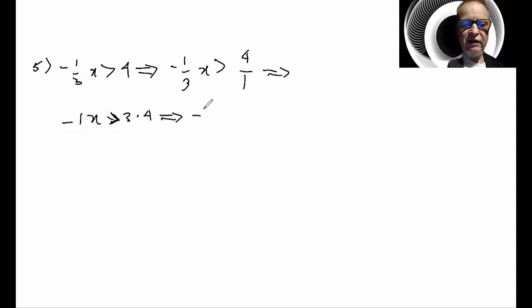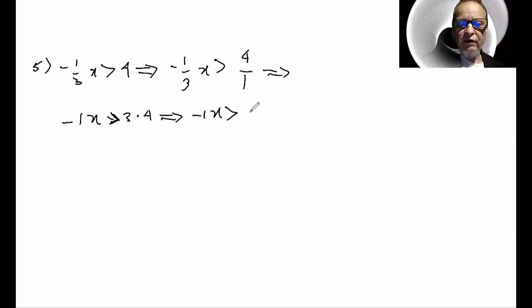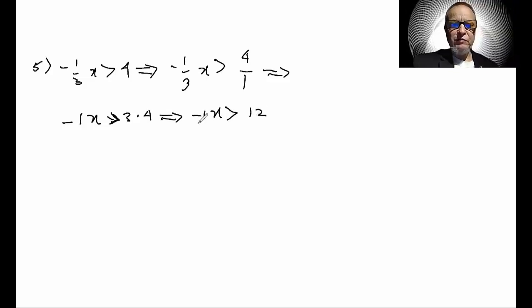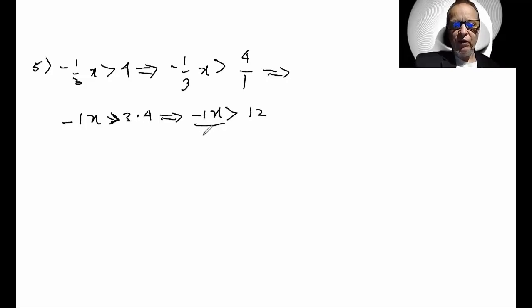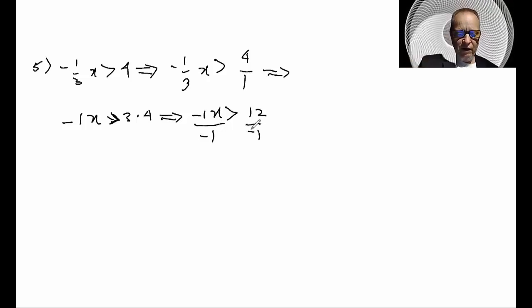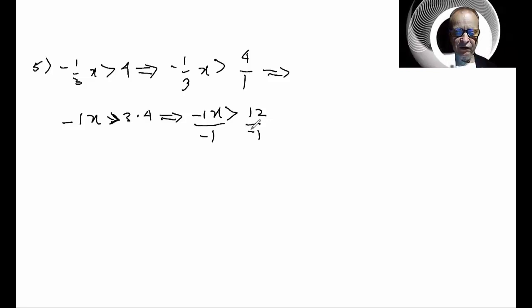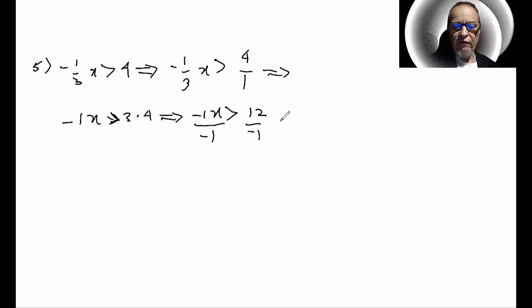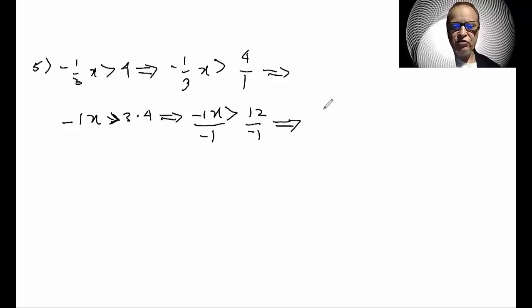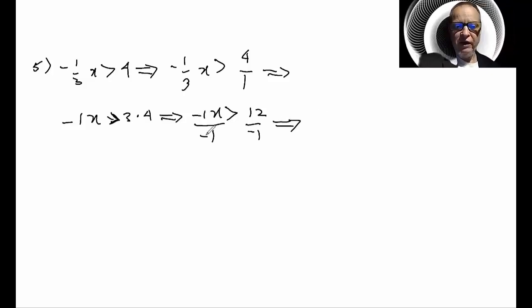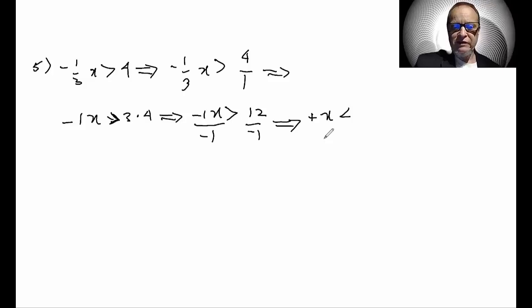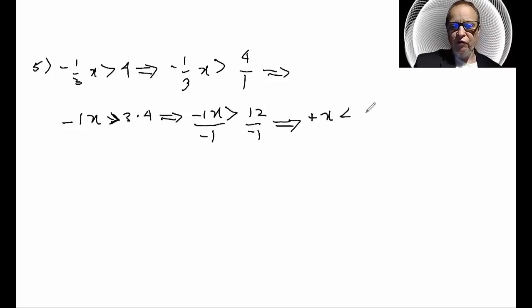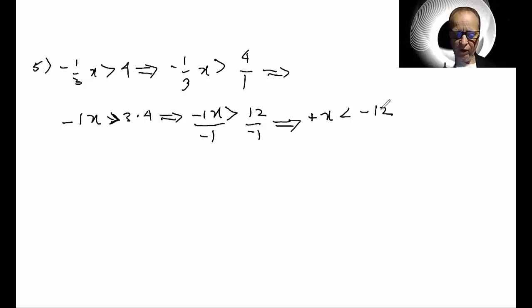Now, where this is negative 1x is greater than 12. But the issue comes up here because now we're not finished, because we don't have positive x. We have negative x. So we have to divide each side by negative 1. And whenever we divide anything by a negative number and we have an inequality, we must change the direction of the inequality. So negative over negative is a positive x, but this is going to become less than, and then positive 12 over negative 1, negative 12.